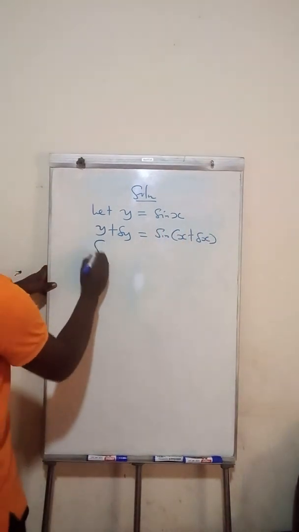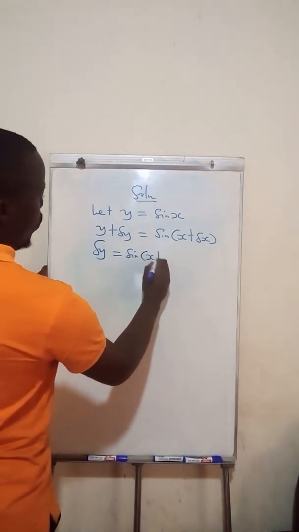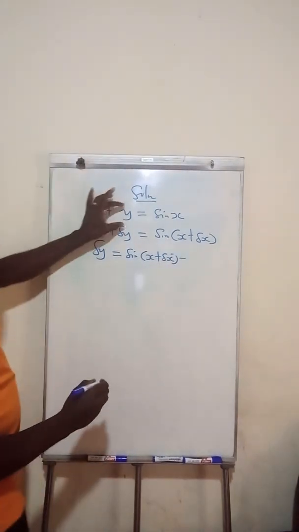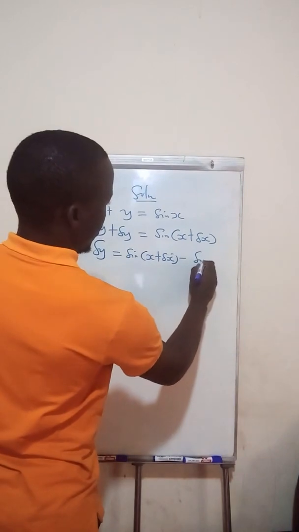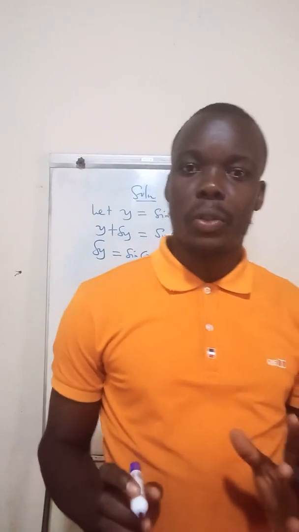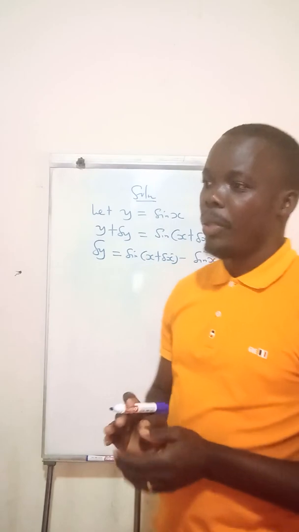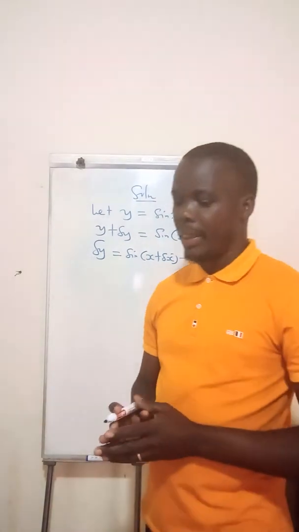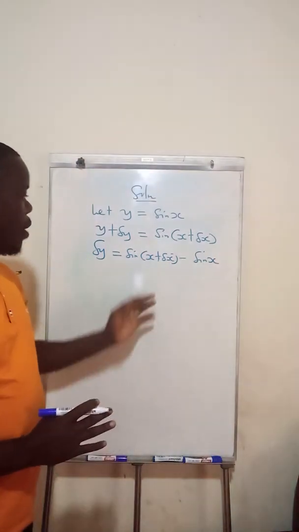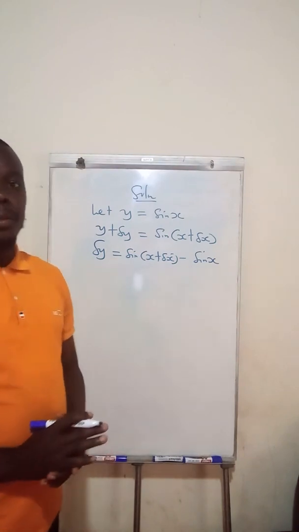Then we make delta y the subject. So delta y becomes sine of x plus delta x minus y. But remember, your y is equal to sine x. Then from this level, we are going to borrow some simple knowledge from what we call the factor formulae. Remember, the teachers gave you most of these formulas, and now we are going to simply apply one of them, especially when we have a sine of a given angle minus a sine of another angle.